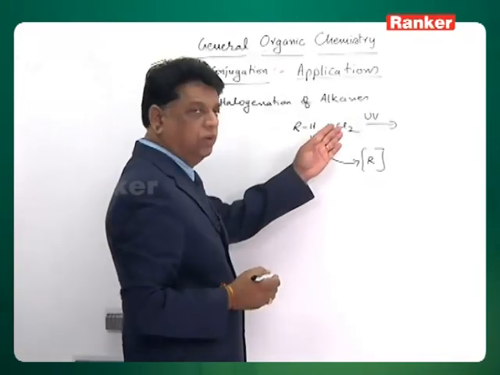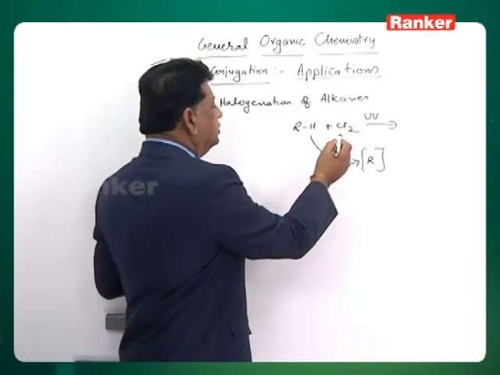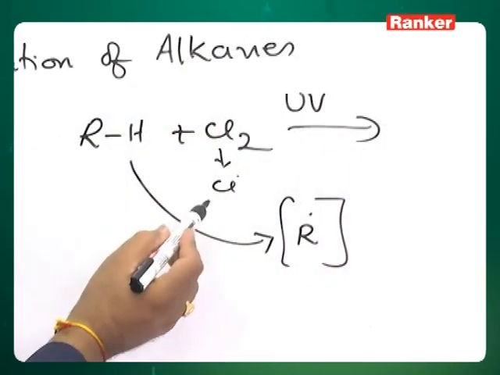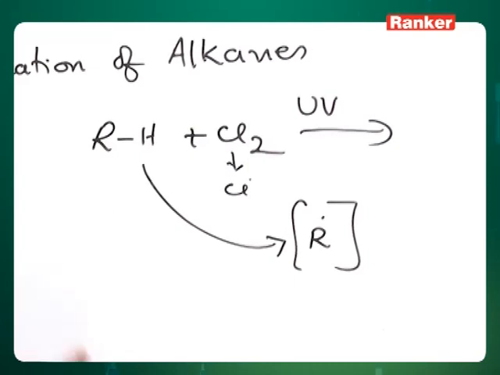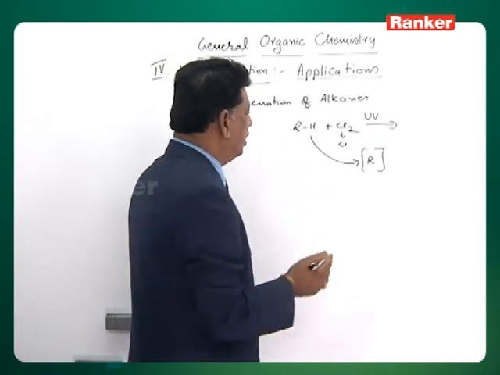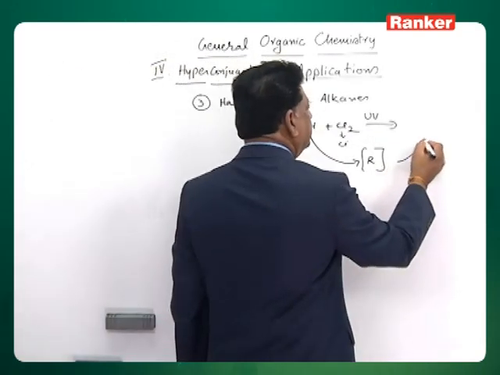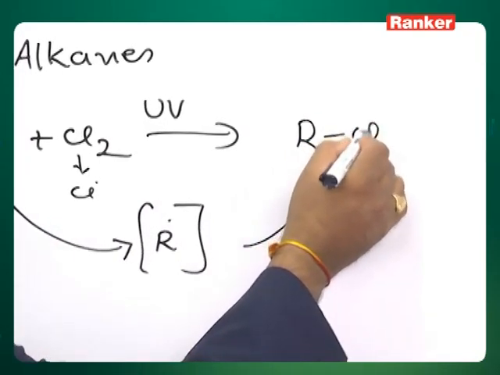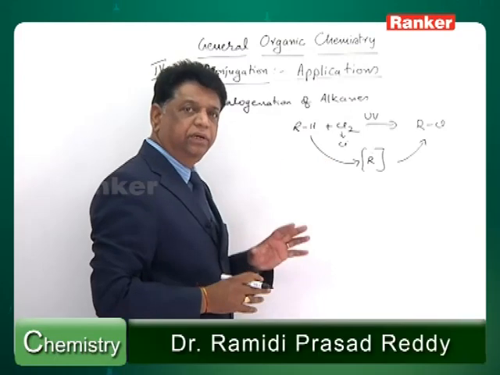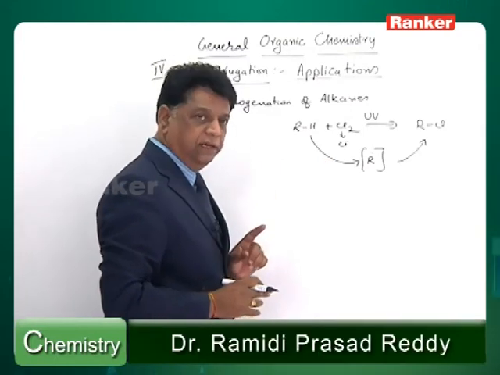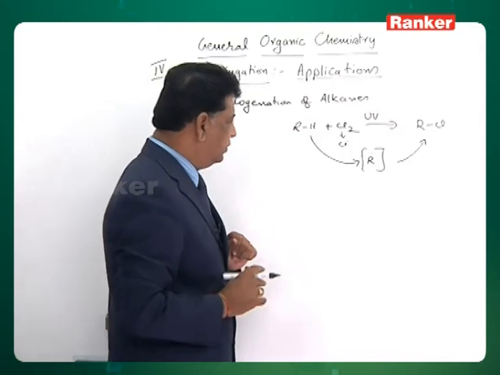First Cl2 breaks up into Cl dot. So this gives the first Cl dot, and that Cl dot attacks, and HCl is formed as a by-product first. R becomes R dot. Then this will turn into the product RCl. So in halogenation, we find its intermediate is a free radical. Even the free radical, as I said, shows hyperconjugation.